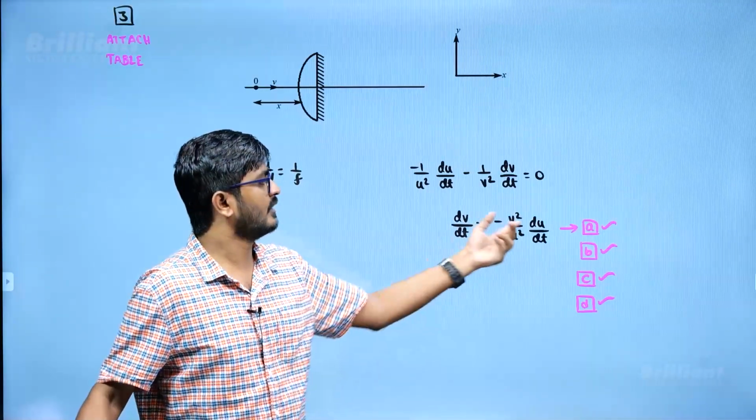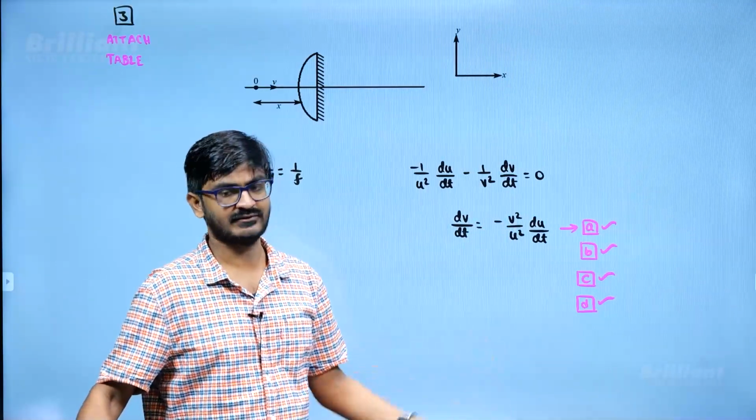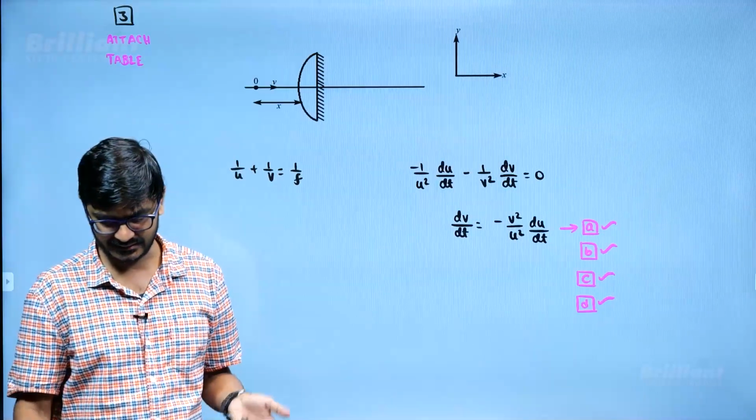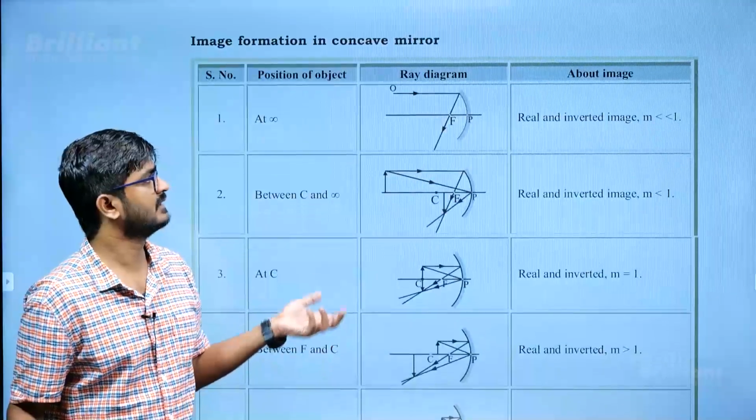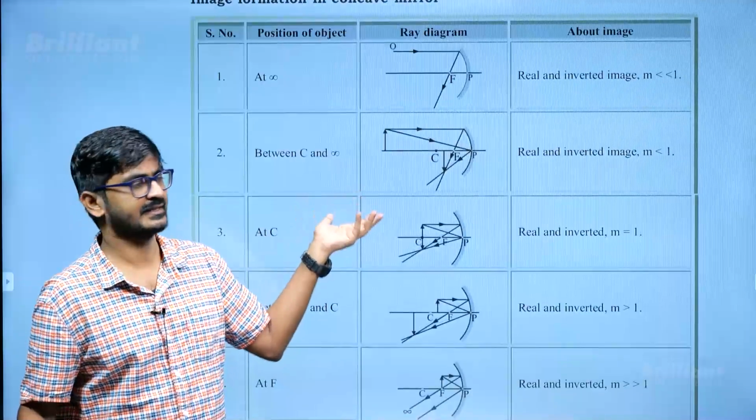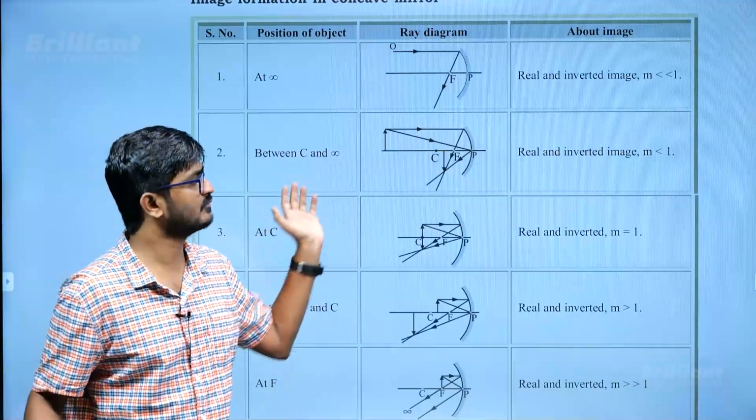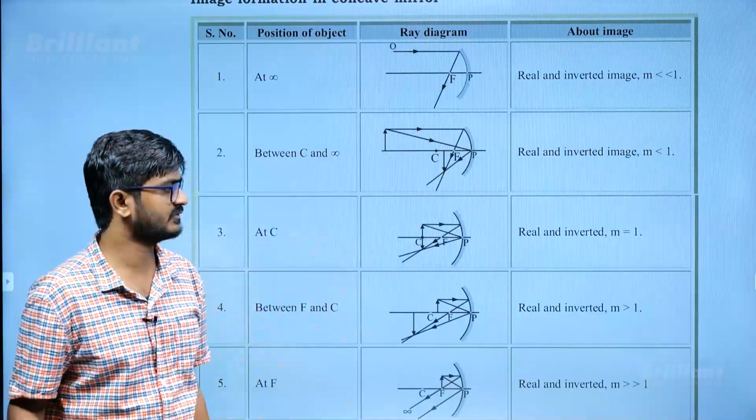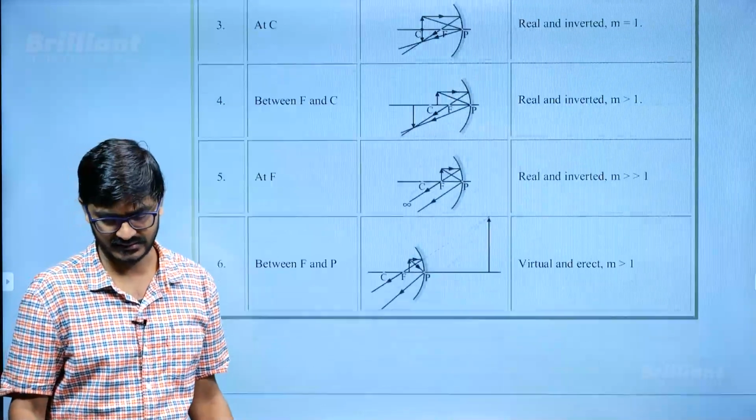Now V by U can be 1, greater than 1, less than 1. That you people know already. If you look at the table, V by U can be greater than 1, less than 1, and image can move towards or away. All the possibilities will be there in case of concave mirror, right? So anything can be possible there.